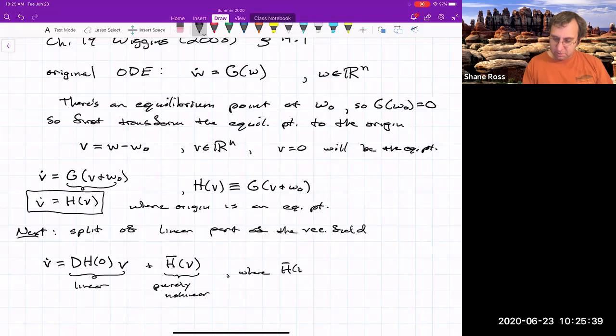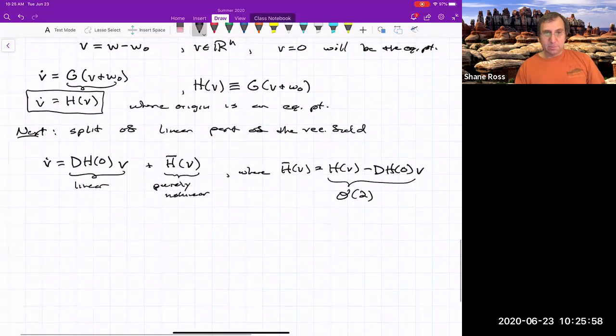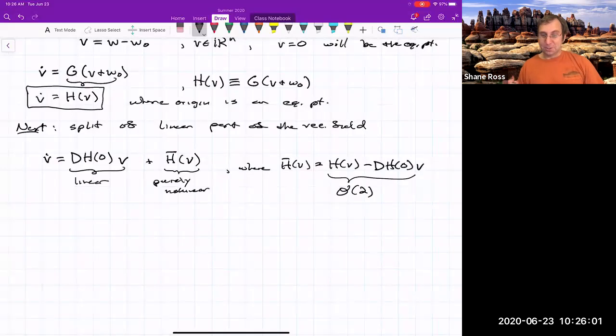So what is H bar V? It's just H of V, and then subtract off the linear part. Okay, so this is definitely going to be of order 2 and higher. So the first step in simplifying the nonlinear terms is you first simplify the linear terms. So simplifying the linear terms, we get DH evaluated at the origin, it's a constant matrix. So we will simplify it, right?